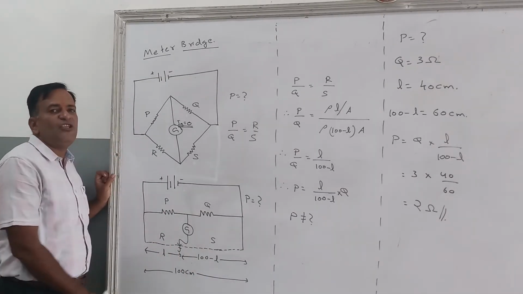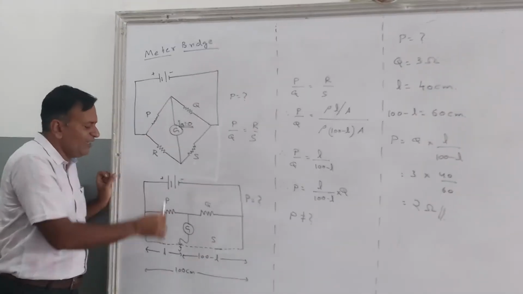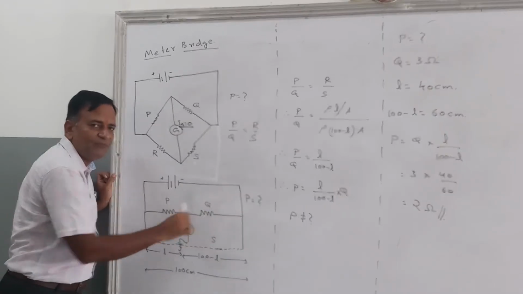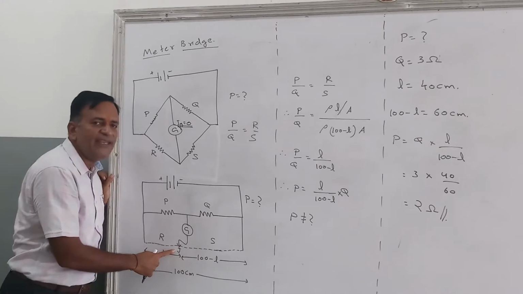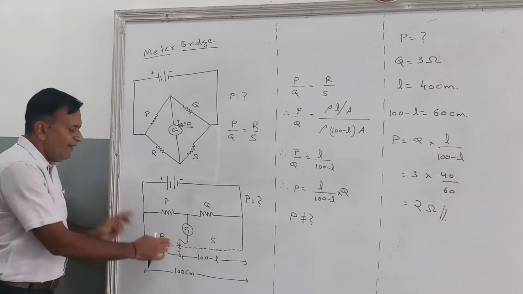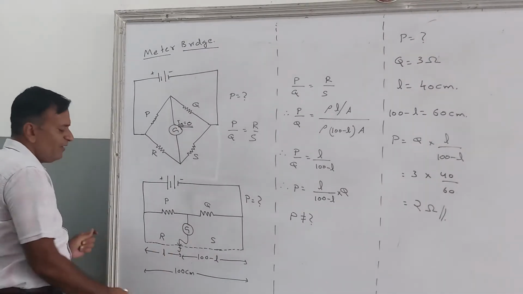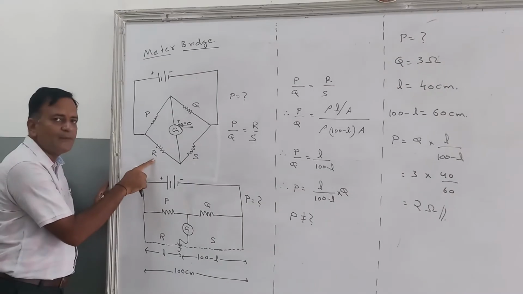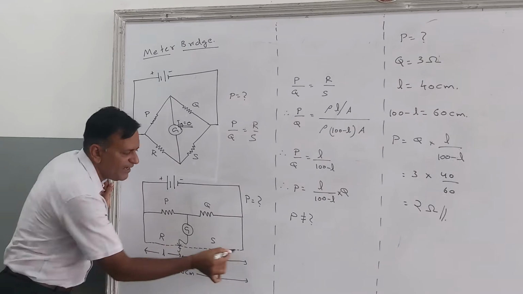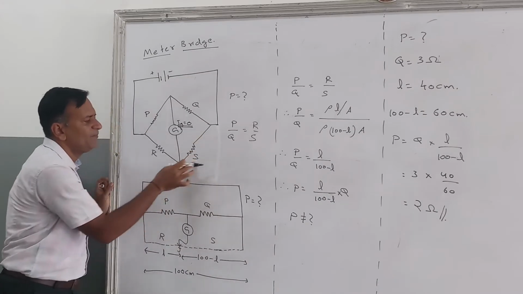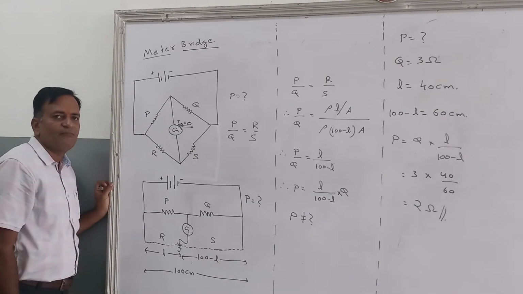This movable part is also known as the jockey. It is a marker-like object. You can move it like this. So this is a movable contact known as jockey J. The left part of this movable contact becomes R. The right part of this movable contact, from J to this point, becomes S.